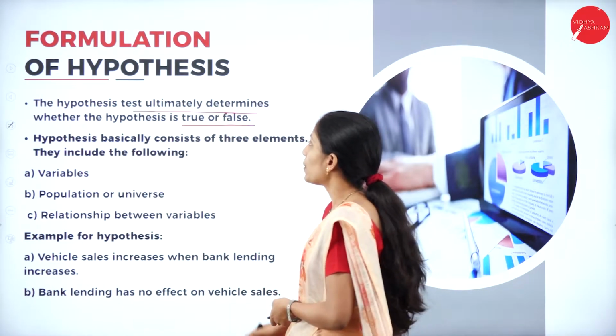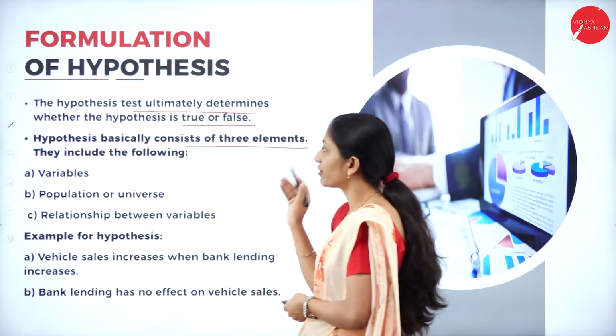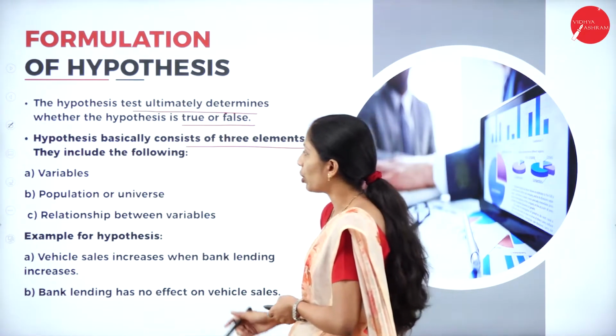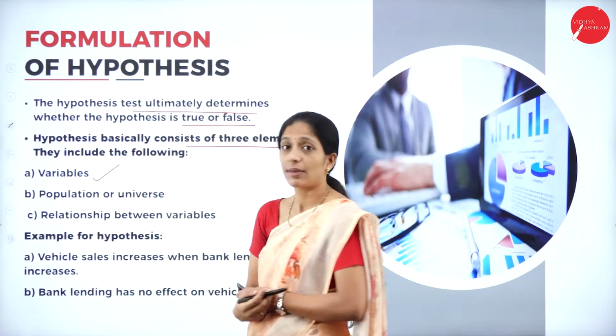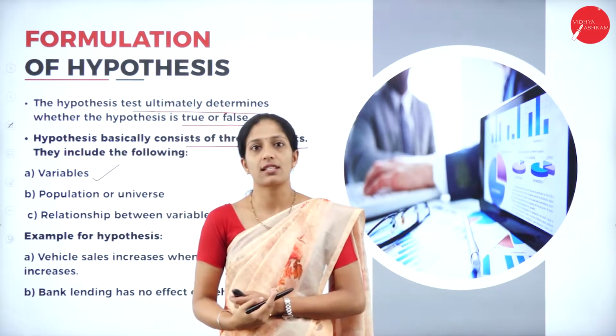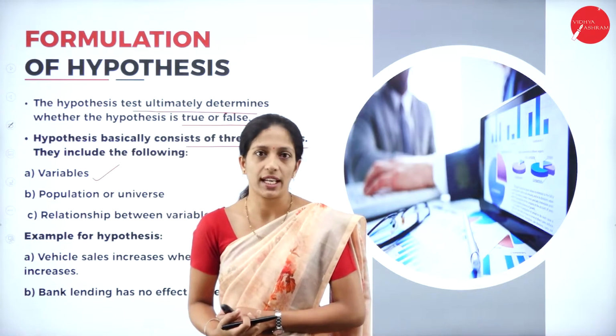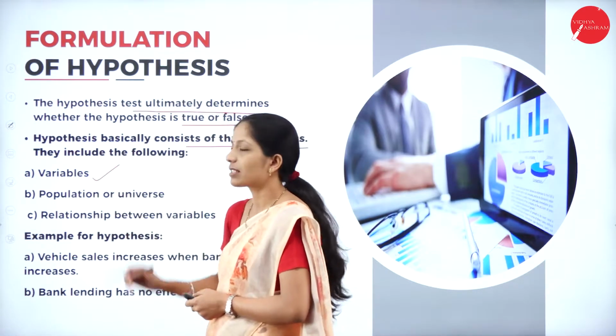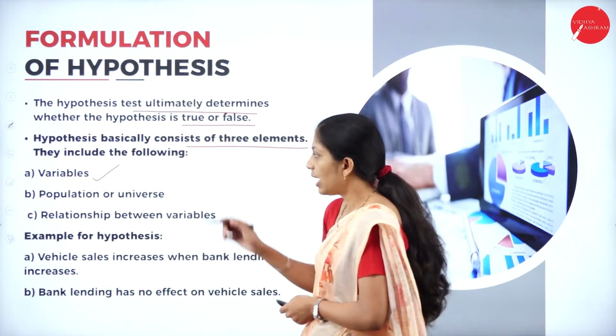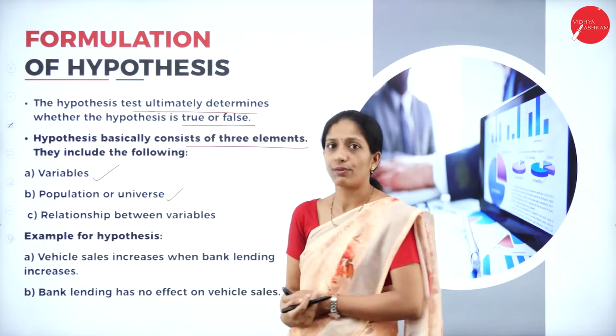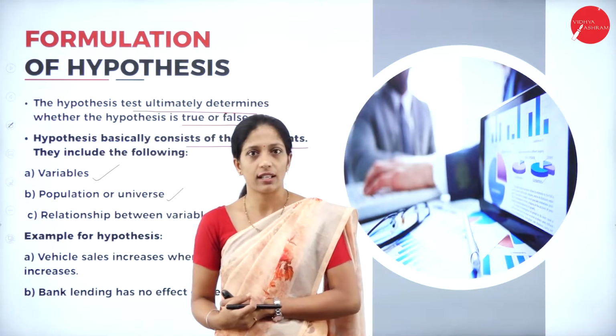false. Hypothesis basically consists of three elements. They include the following. First one is variables. Of course, it is a main duty of the researcher to identify the variables. That is, variables play a very important role. Next, population or universe. From where he is going to collect the information.